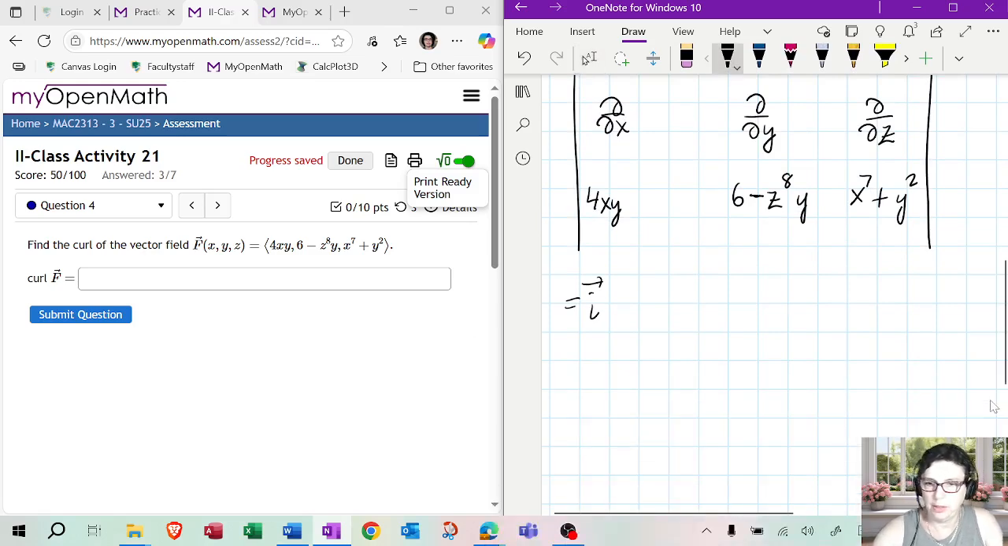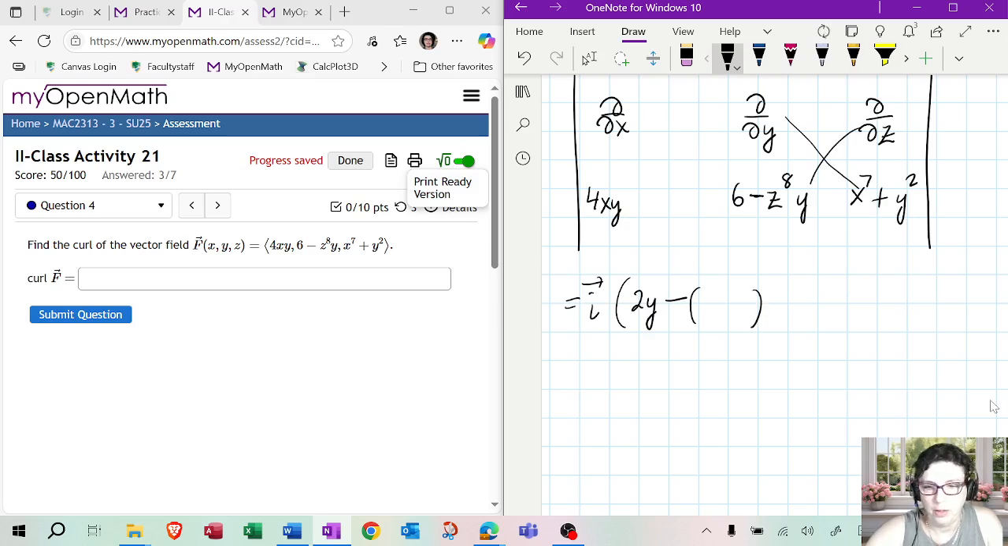Okay, so we're going to take the partial of this guy with respect to y. Okay, x to the 7 is 0 with respect to y because it's just a number. y squared is 2y, minus the other ones. Okay, here we have to be very careful. The 6 becomes a 0. Then minus, okay, so z to the 8 derivative is 8z to the 7, and the y still stays because it's a constant. Okay, so these two minus will actually become a plus.